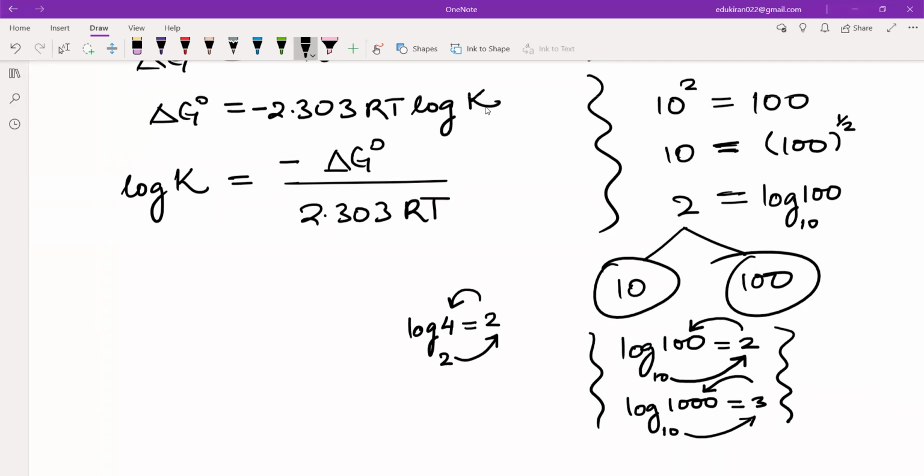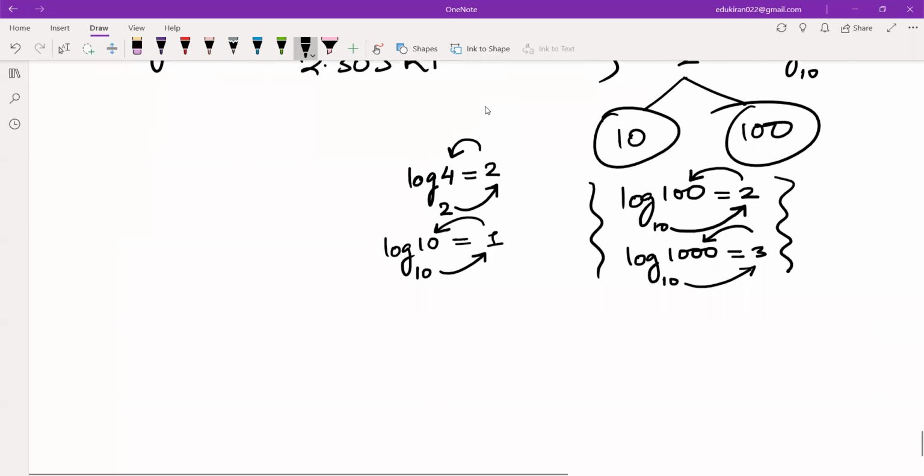Okay. See, so you have got the log. Again, let us say if you have log of 10, to the base 10. So 10 to the power how much is equal to 10? 1. Very good. Now, if you have log of 1 to the base 10, 10 to the power how much is equal to 1?